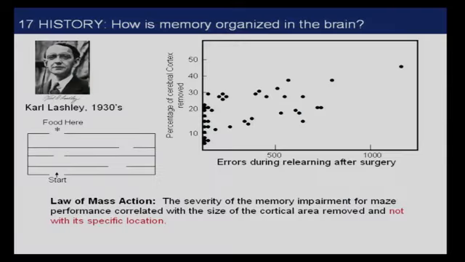So based on this data that he collected, quite a good experimental design, he proposed what he called the law of mass action. You need to know this law, and you need to know that Carl Lashley proposed it. The law of mass action says that the severity of the memory impairment for maze performance was correlated with the size of the cortical area removed. That is this relationship here. Bigger size, bigger errors. Not with the specific location.